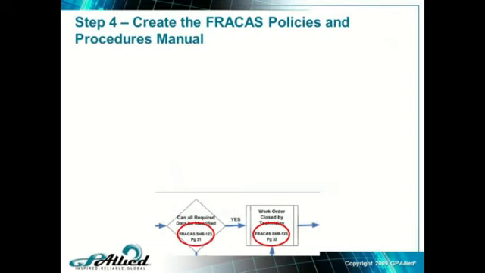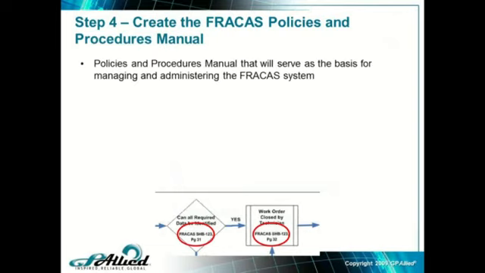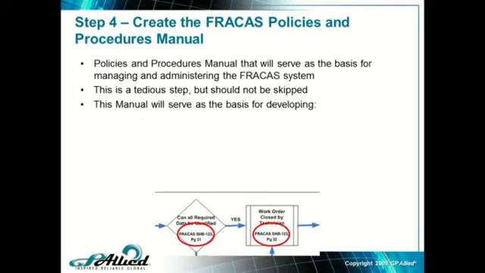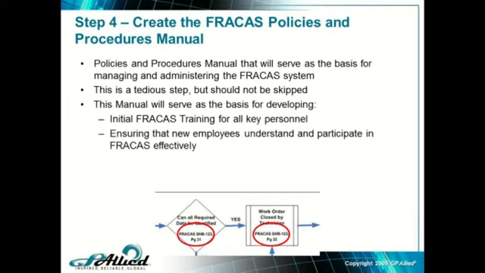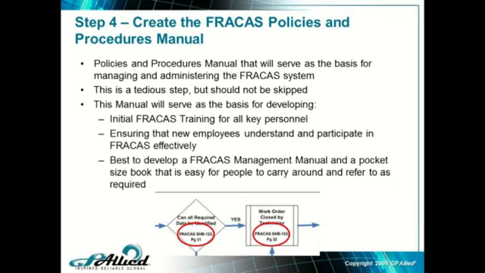Step 4, create the FRACAS Policies and Procedures Manual. This is going to be the basis for managing and administrating the failure reporting system that we're going to put in place. I know this is a tedious step, but we can't skip it because we want to be able to repeat what we do over and over again. In a worst case scenario, we change the policy or change the procedure. And this is the manual we use for developing FRACAS training for all key personnel, to make sure new employees understand and participate in FRACAS effectively.